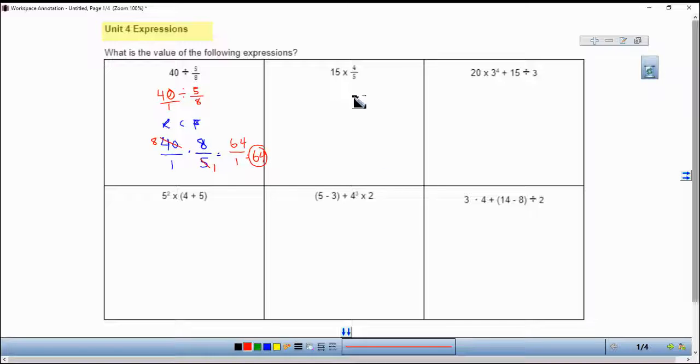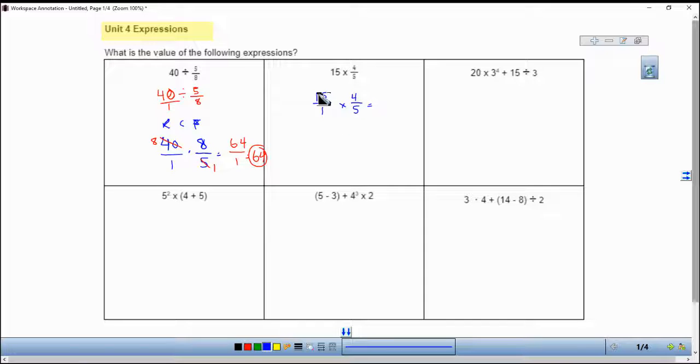The next one's kind of a straightforward expression too. This is a whole number multiplied by a fraction. We're also going to write that 15 is 15 over 1, like a fraction. Now we will not have to keep, change, flip here because this is not division, this is multiplying. So we're just going to multiply it.